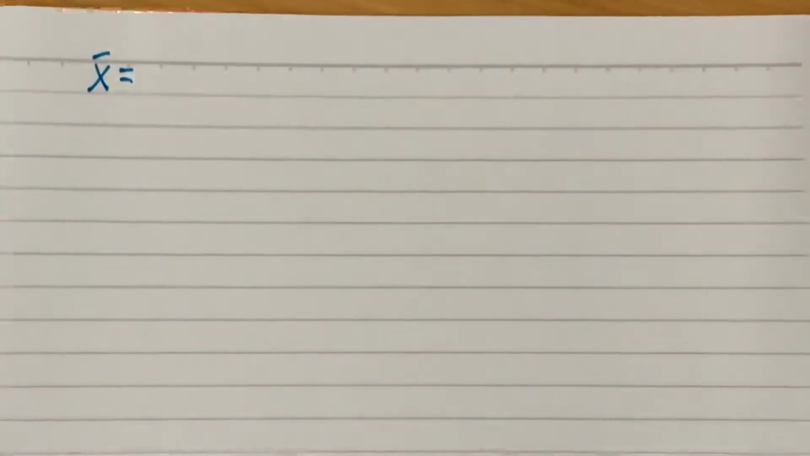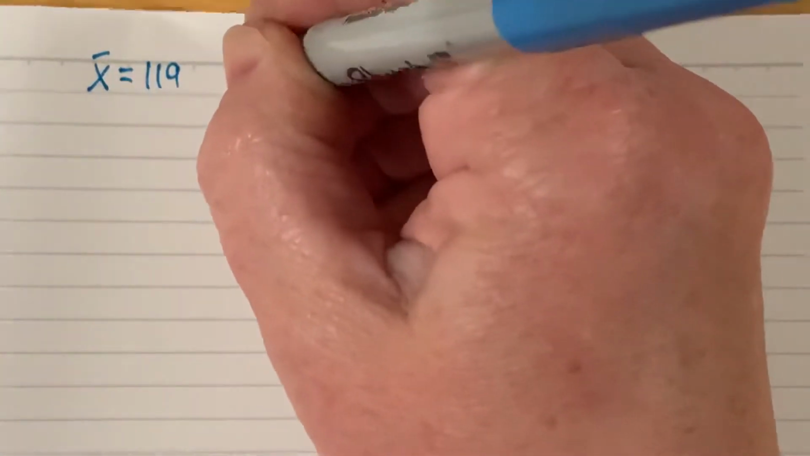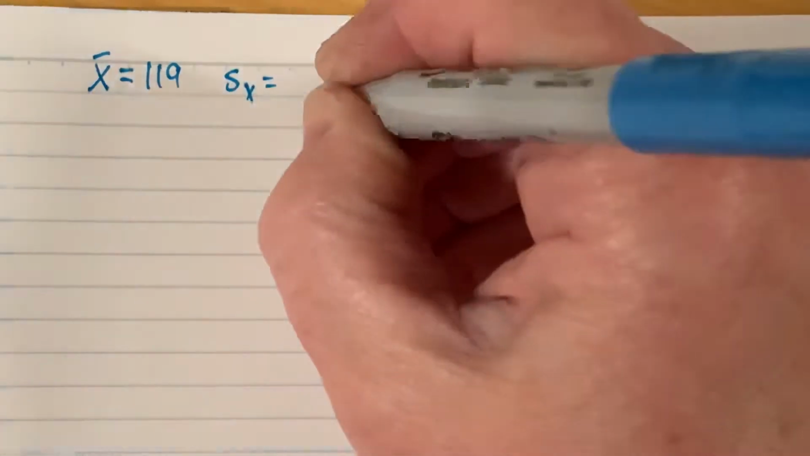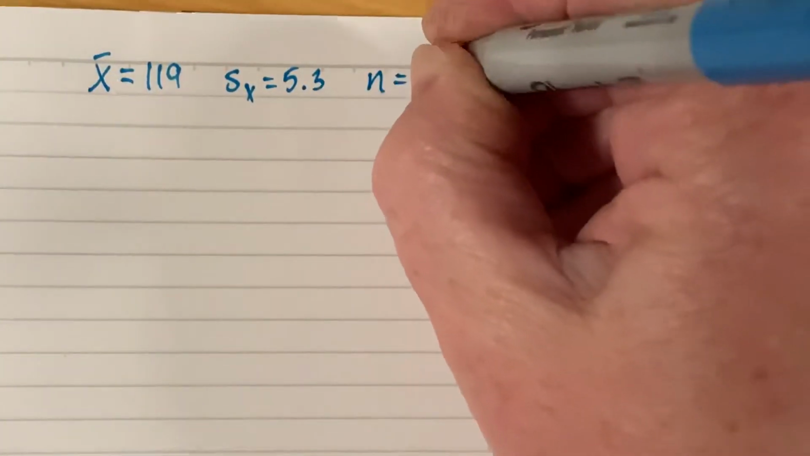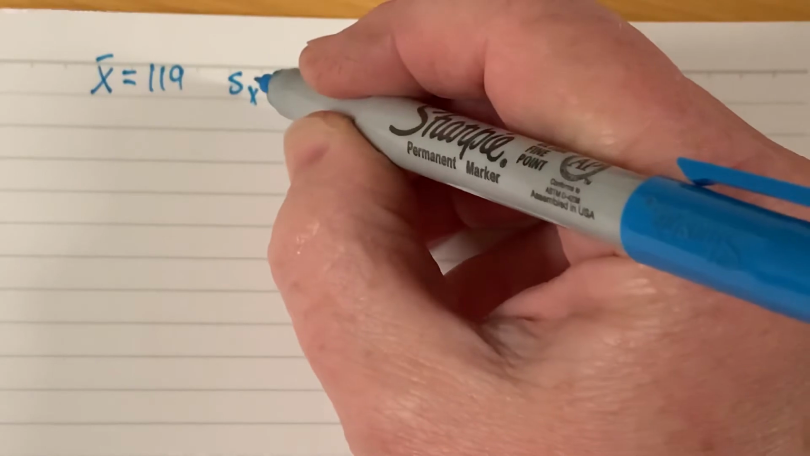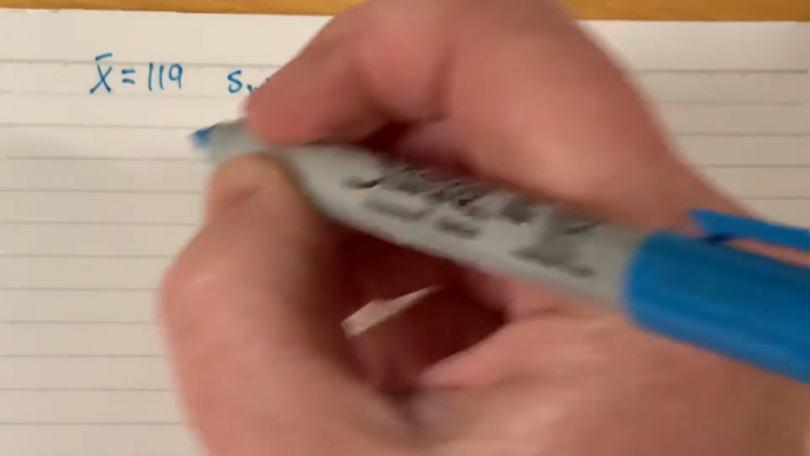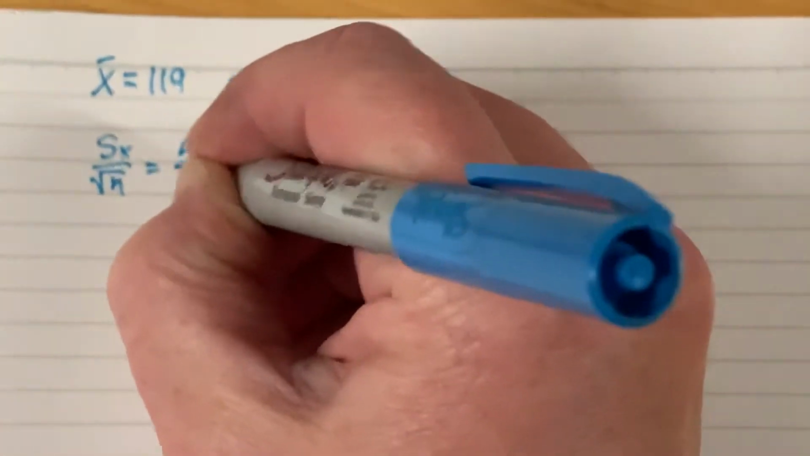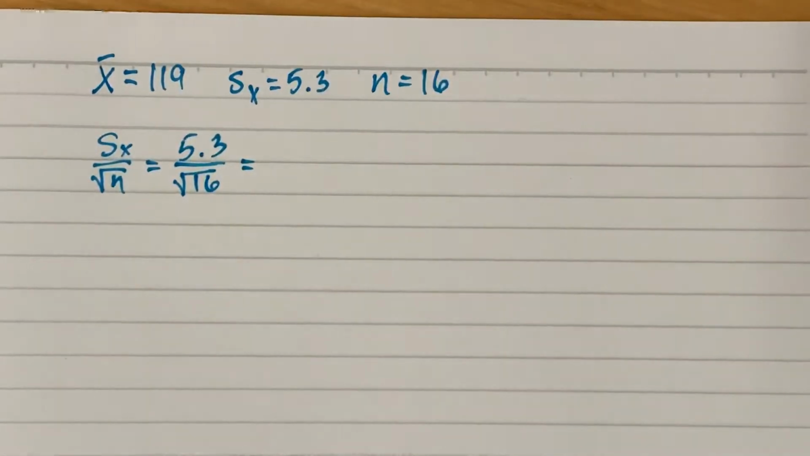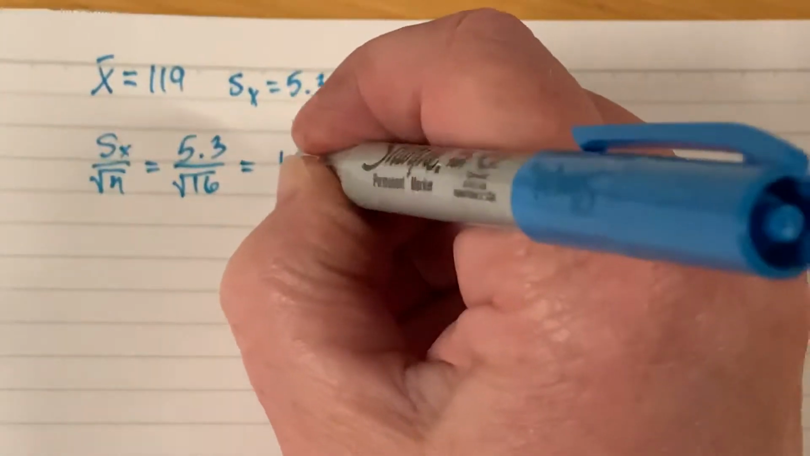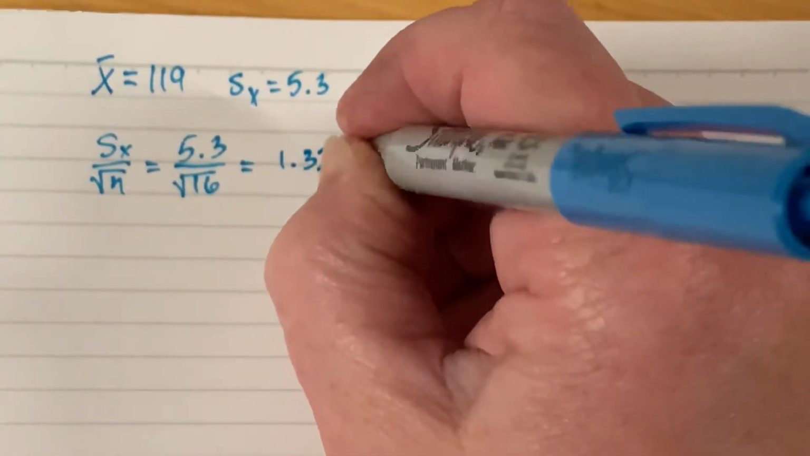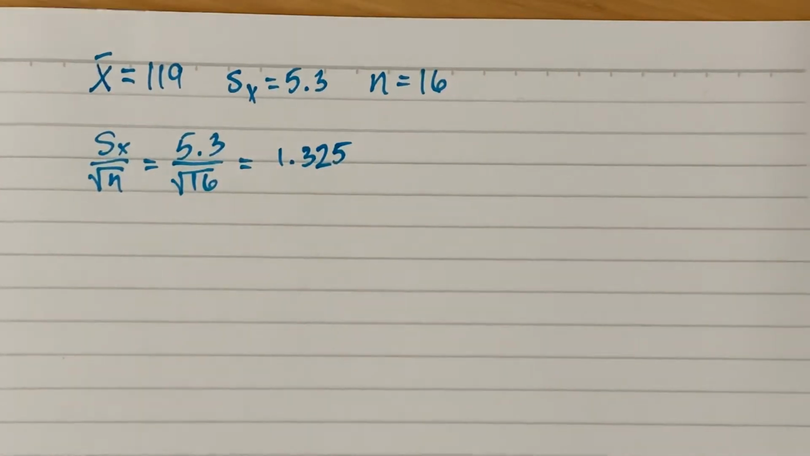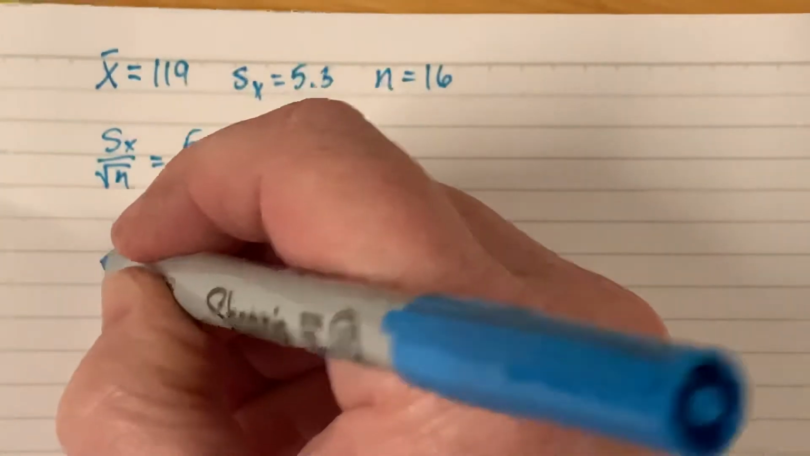Well, let's see what we know first of all. We know that the researcher that did this research knows that the X bar is 119 and that the S of X is 5.3. I also know that we took 16 people, and that's a nice number because when I want to calculate my sampling distribution for the mean of a sample deviation, then I'm simply going to take the S of X and divide it by the square root of n. And this is why I'm saying it's nice, because the square root of 16 is just 4. So 5.3 divided by 4, I have 1.325.